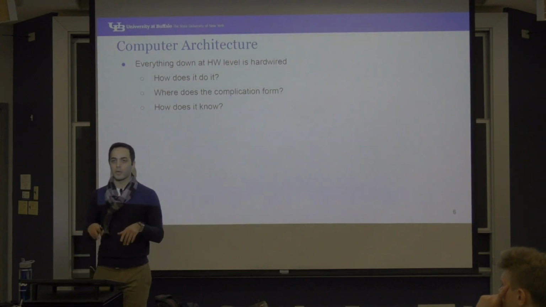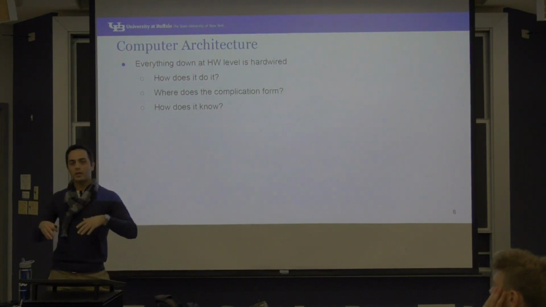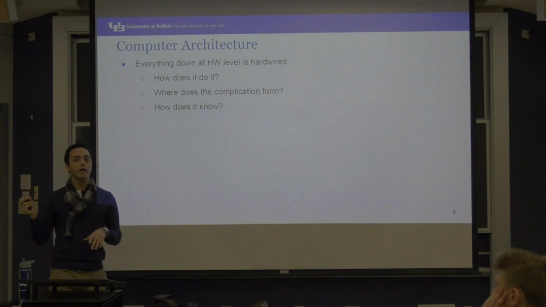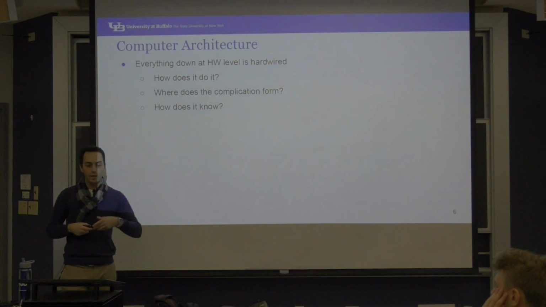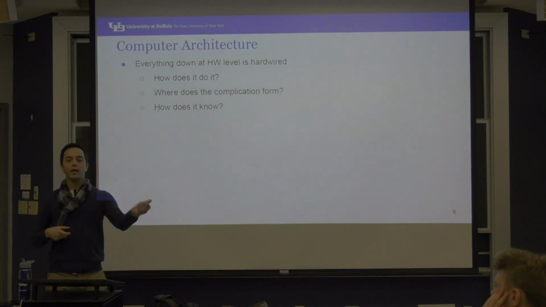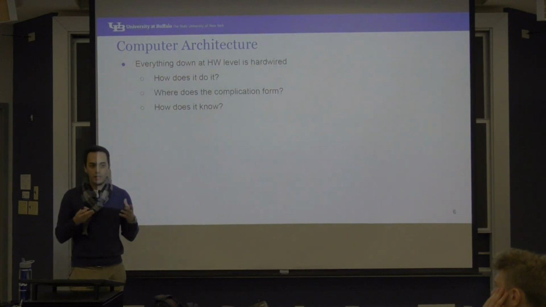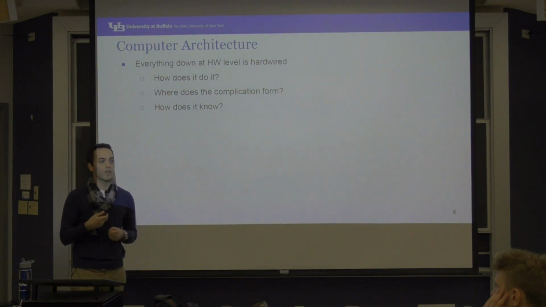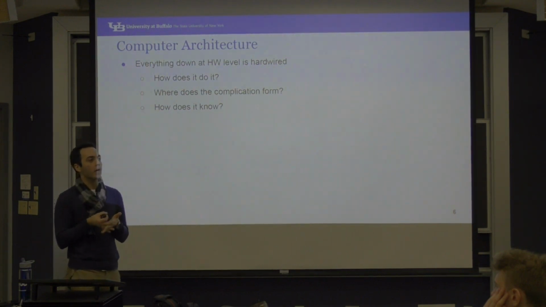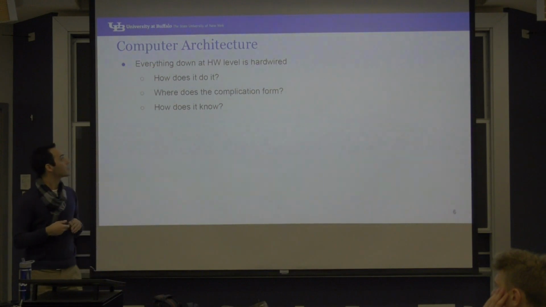When you open up your computer, when you're playing music, drawing, or playing a game, and there are AI agents in the game, how does it eventually do it with those hardwires? Everything is connected. It's not that something is physically changing the structure in real time. So where does the complication come from? If everything is hardwired down there, where does the complication come from, and how does it know?